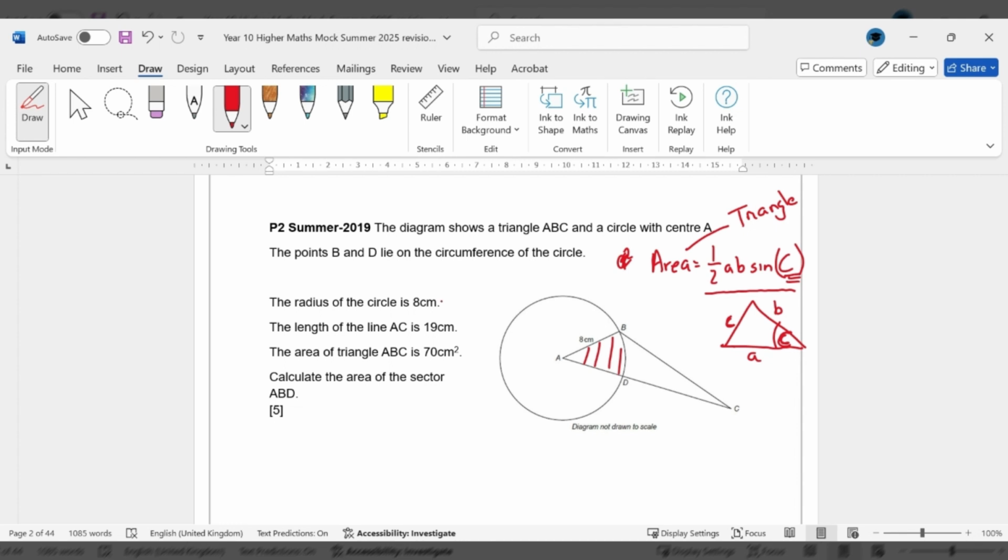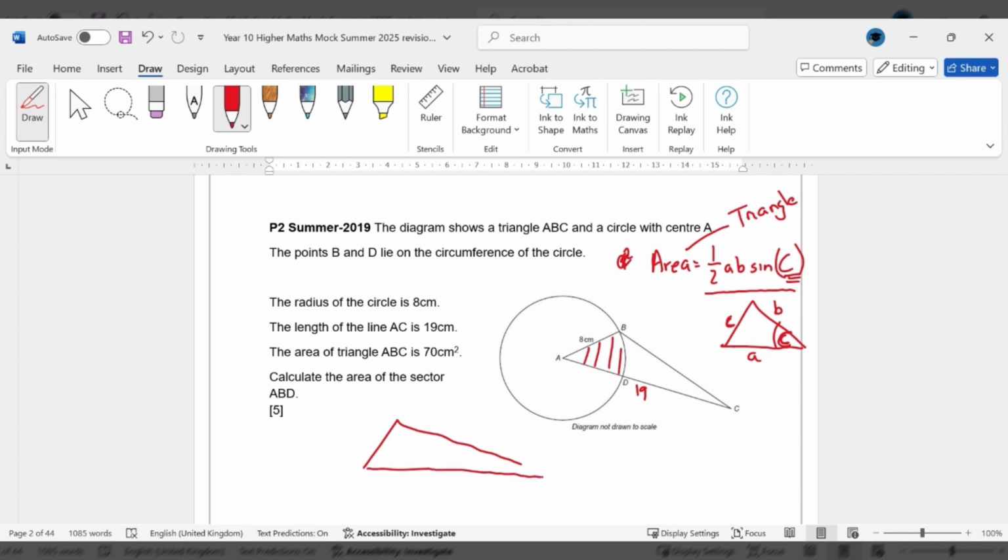Okay. The radius of this circle is 8. Great. The length of the line A to C is 19. That's all the way to C. The length of the line... No, the area of the triangle is 70. Calculate the area of the sector. Right. Let's have a look at this first. I hope this doesn't run out.